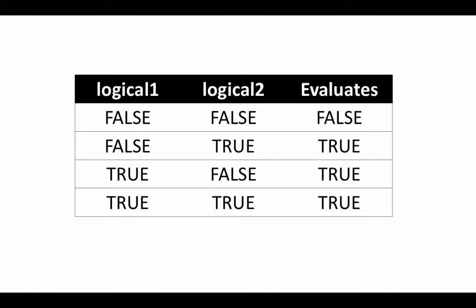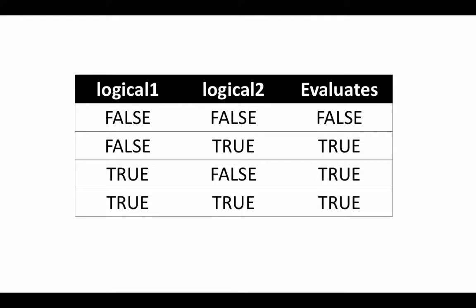Now how the OR function works is each one of the arguments, parameter 1 and parameter 2, known here as logical 1 and logical 2, can evaluate to true or false. And what the OR function does is, if both logical 1 and logical 2 evaluate to false, then the OR function evaluates to false. However, if either logical 1 or logical 2 evaluates to true, then the OR function evaluates to true. And if both logical 1 and logical 2 evaluate to true, then again the OR function evaluates to true. But what does this really mean?